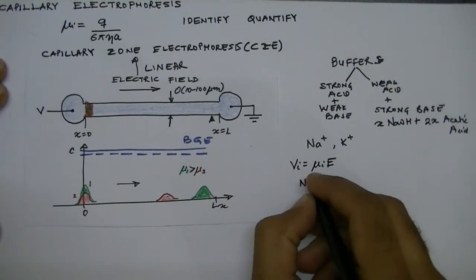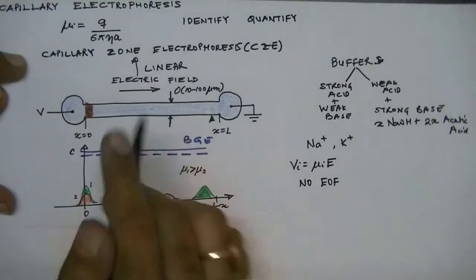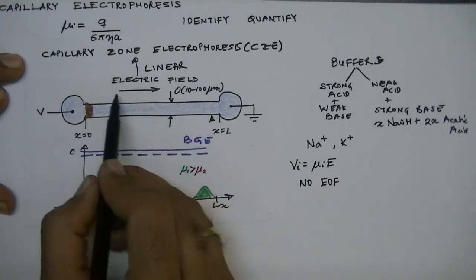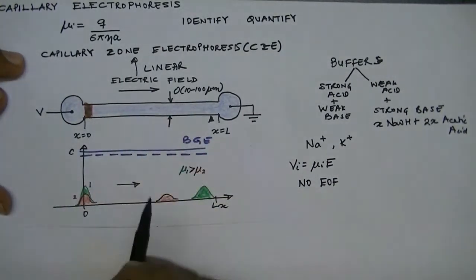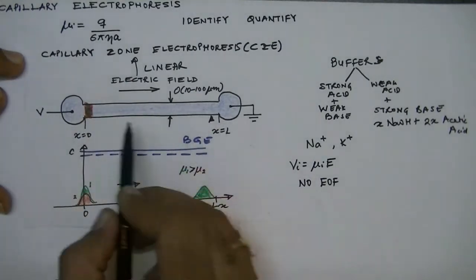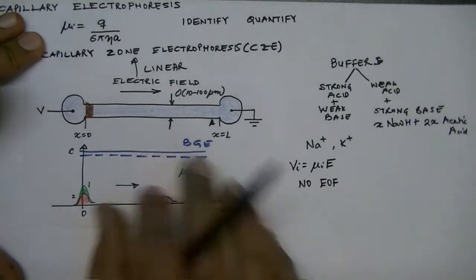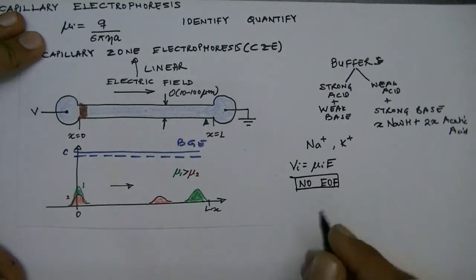So to understand or to model this process, for the moment we'll assume that there is no electro-osmotic flow. So let's say if this is a glass capillary, we would expect an electro-osmotic flow along the applied electric field, but we can always apply some kind of a coating on the inner surface and suppress the electro-osmotic flow. So just to understand the process, we'll assume that there is no EOF at the moment.